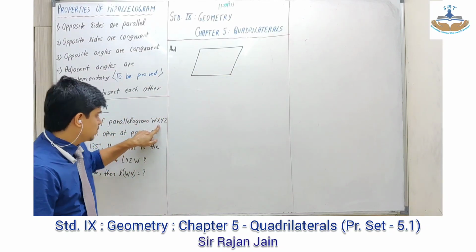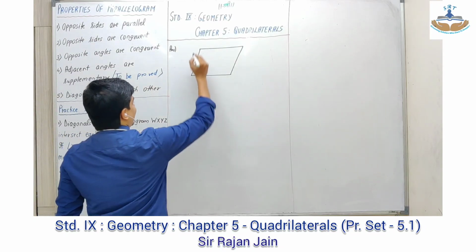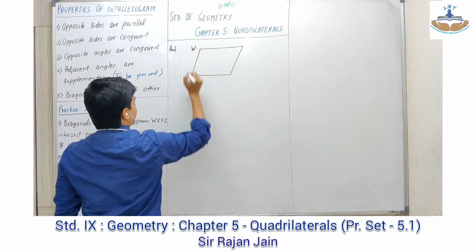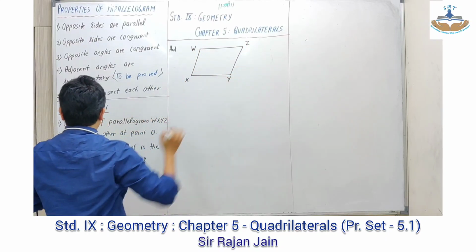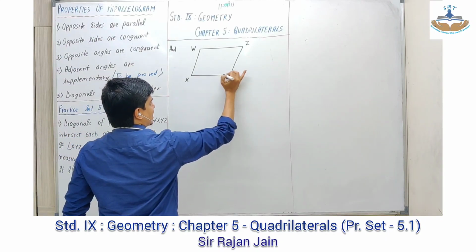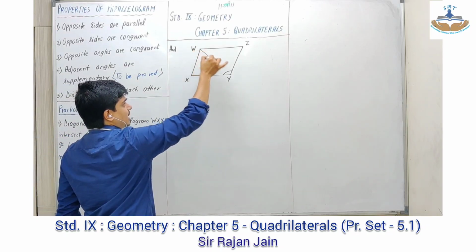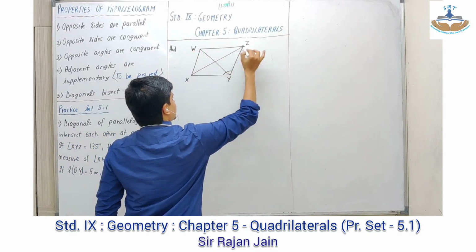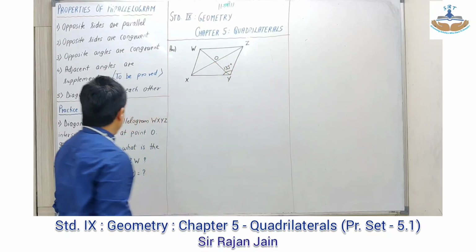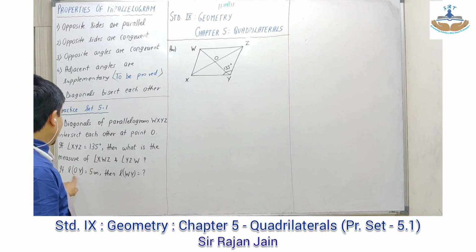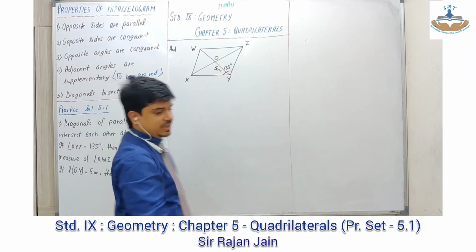Name of the parallelogram is what? WXYZ. And angle XYZ is 135 degree. Angle XYZ means this angle is given in the question as 135 degree. Diagonals intersect each other at point O. So these are your two diagonals, intersect each other at point O. This angle is 135 degree. Then length OY is 5 centimeter. OY, this is 5 centimeter.